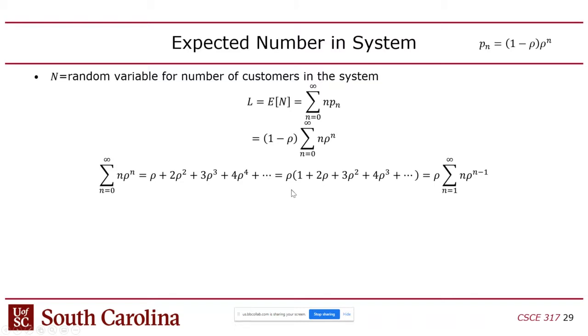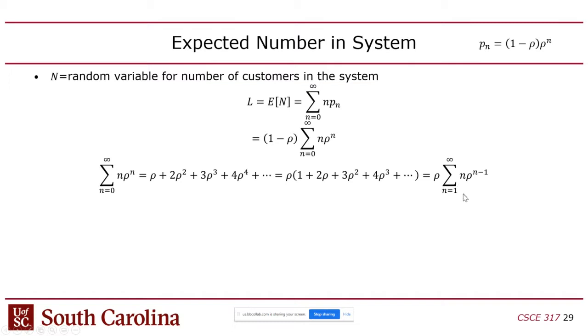You can factor rho out, right? Because these all have rho in them. All of the terms in this summation have rho. So you can factor a rho out, and then you can rewrite the summation as rho times the rest. Rho is not a function of n, so you can factor out the rho.